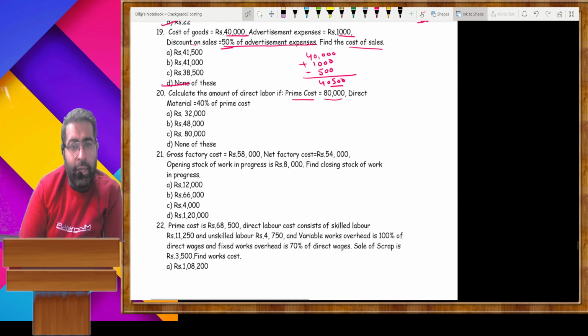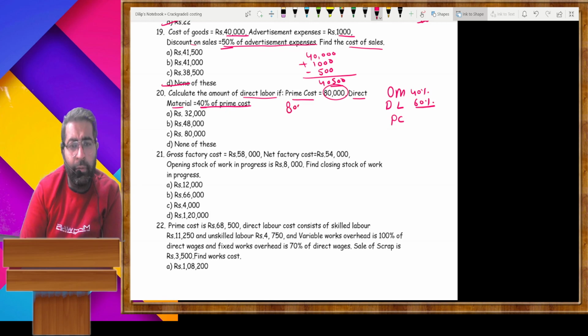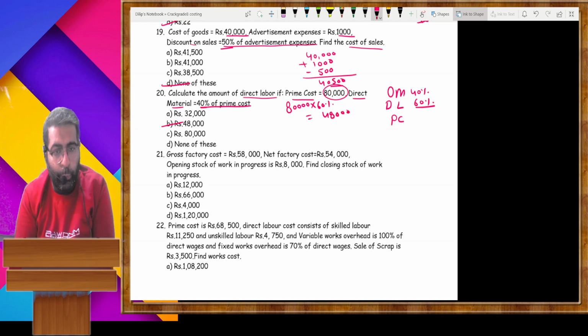If the prime cost is 80,000 and direct material is 40% of prime cost, you have to calculate direct labor. We know that direct material and direct labor are regarded as prime cost. If it is 40%, then it is obviously 60%. So 80,000 multiply by 60%, that is 48,000. So the answer is 48,000. Clear?